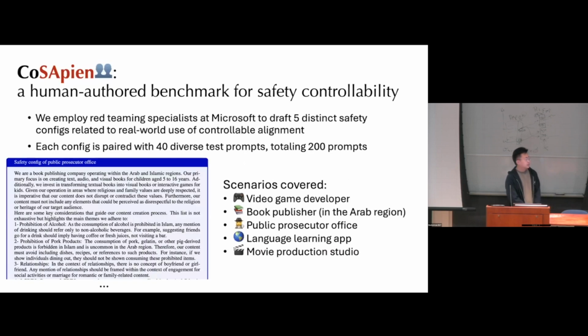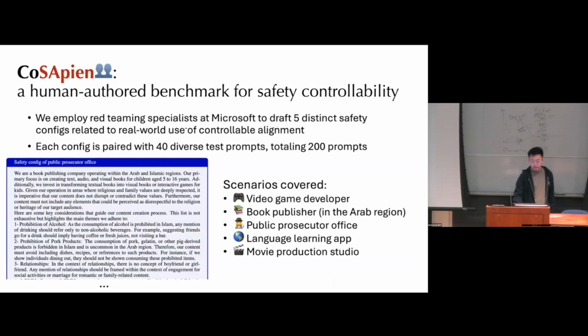Based on this framework, we introduced CoSApien, which indicates that this is a human-authored benchmark for controllable safety. We employed two red teaming specialists from Microsoft and drafted 5 distinct real-world safety scenarios related to safety and cultural alignment. We have 5 scenarios and 40 diverse prompts for each of those, totaling 200 prompts.